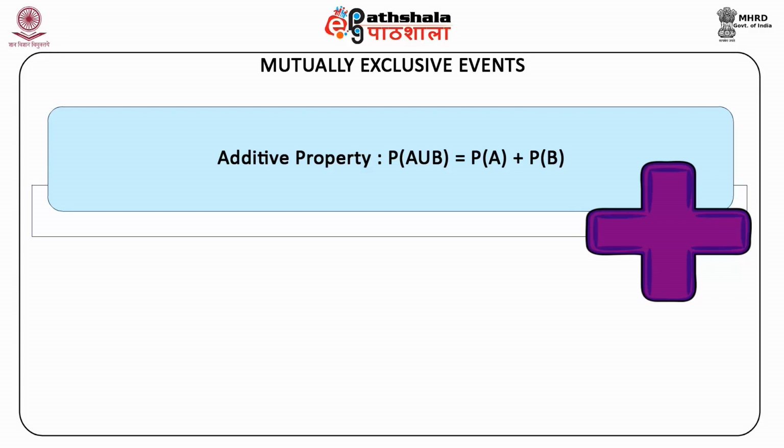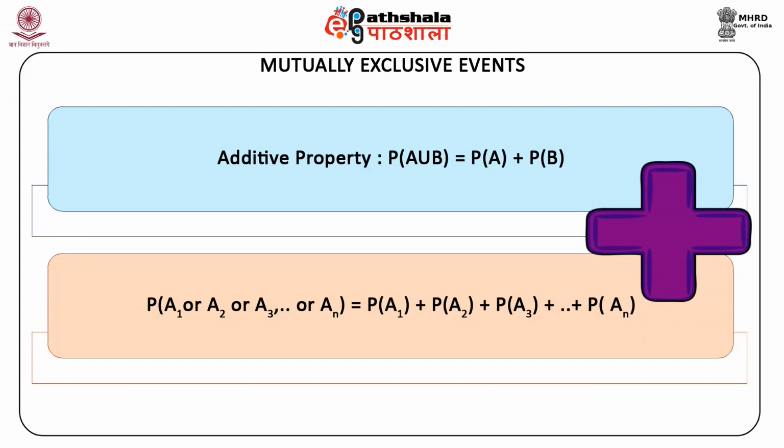Thus, given n mutually exclusive events A1, A2, A3 up to An, we have probability of A1 or A2 or A3 or An is equal to probability of A1 plus probability of A2 plus probability of A3 and so on up to probability of An.